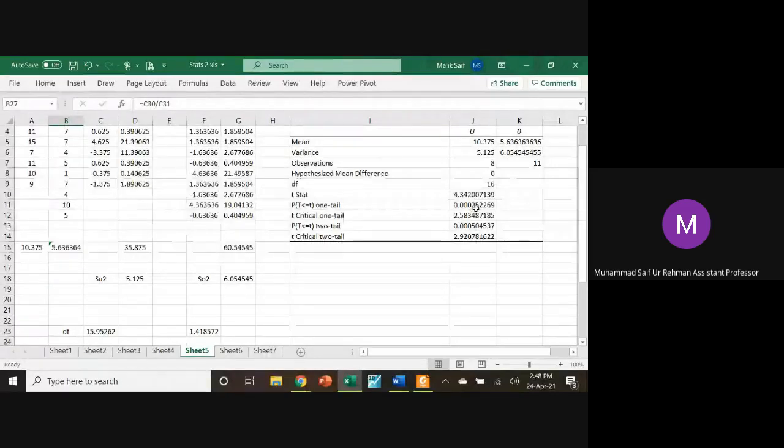Even then you may see that the probability value is so small as compared to 0.01, the given level of significance. So you would reject H naught.